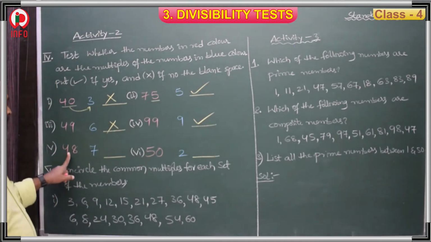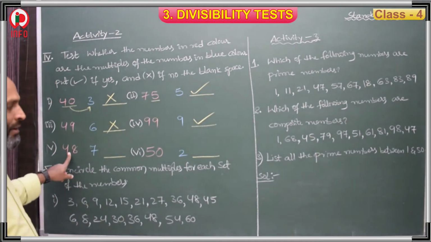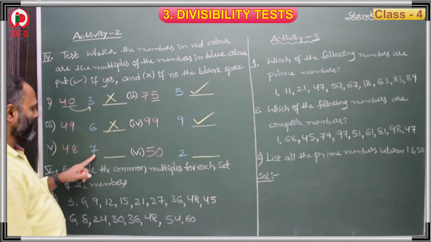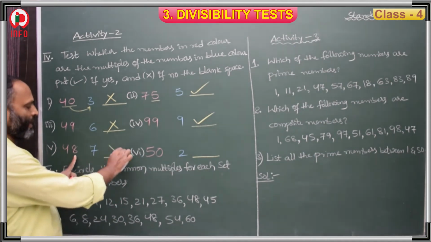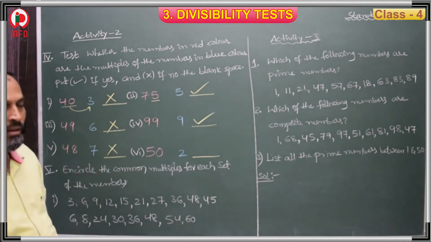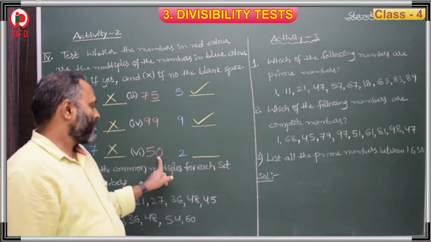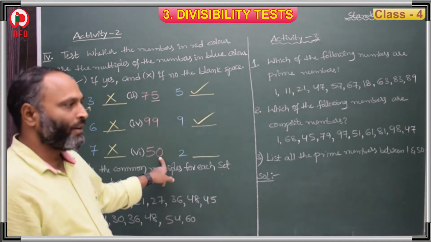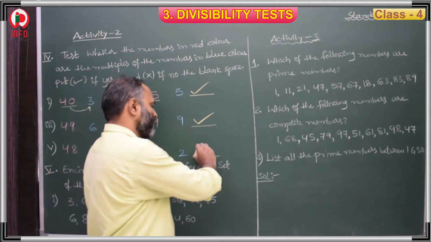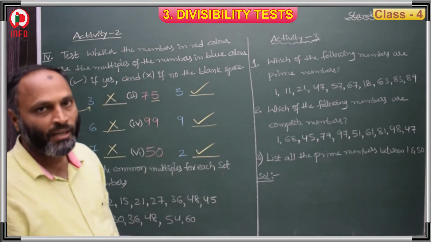Next, 7. Here 48. It is not divisible by 7. 7 sevens are 49, but here 48 is given. So it is wrong. 50. Here the last digit is 0. It is an even number. Even numbers are divisible by 2. So 50 is divisible by 2.